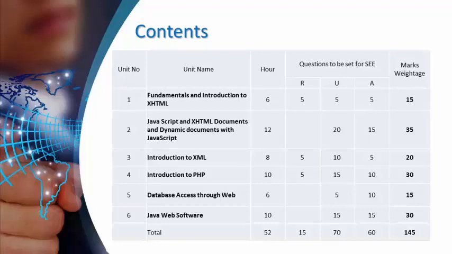The third chapter is Introduction to XML of 8 hours duration with 20 marks. And the fourth one is Introduction to PHP of total duration 10 hours and it carries a marks weightage of 30. The fifth chapter is database access through web. So total duration is 6 hours and 15 marks of questions will be asked from this chapter. The sixth one is Java Web Software and total duration is 10 hours and 30 marks of questions will be asked. Overall 145 marks of questions will be given and you have to answer for 100 marks.